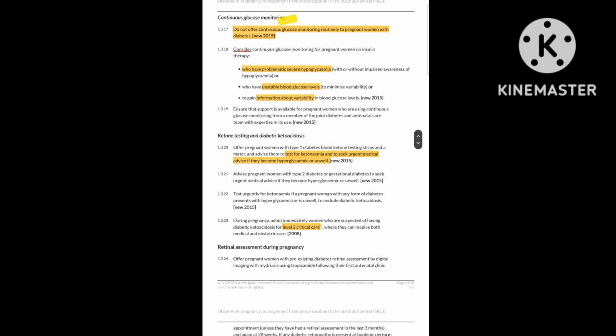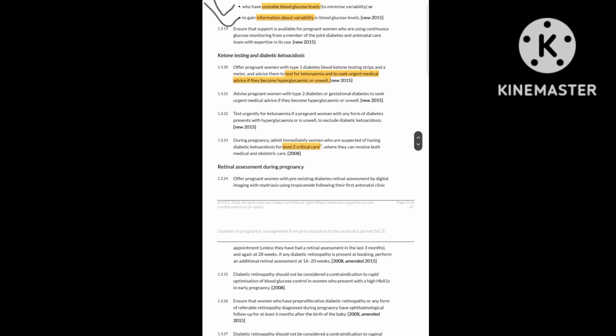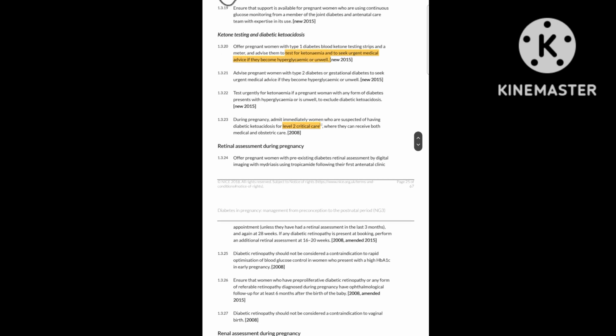Continuous glucose monitoring. Do not offer continuous glucose monitoring routinely to pregnant women with diabetes. Consider continuous glucose monitoring for pregnant women on insulin therapy who have problematic severe hypoglycemia, with or without impaired awareness of hypoglycemia, or who have unstable blood glucose levels, to minimize variability or to gain information about variability in blood glucose levels.